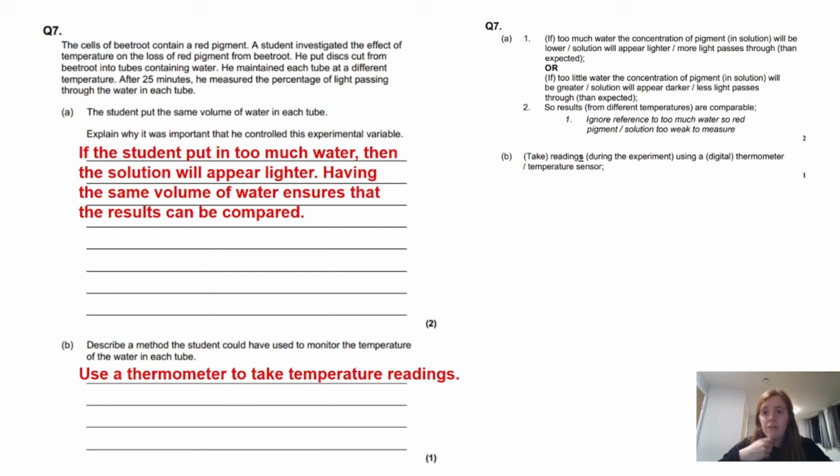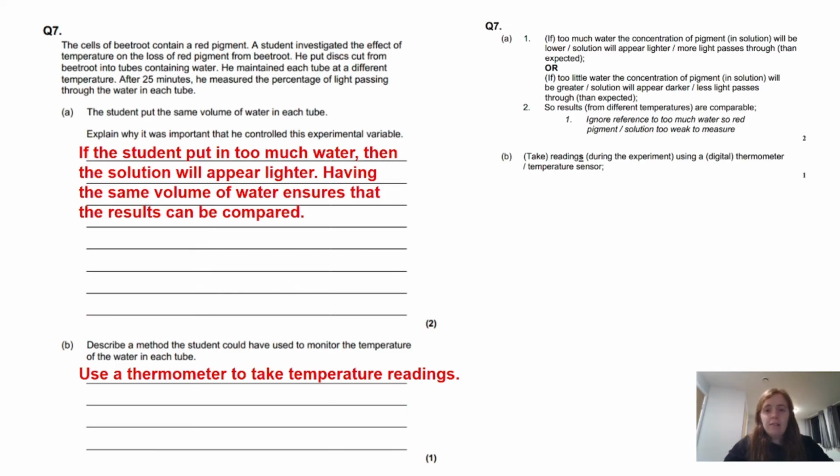And it says here, ignore reference to too much water, so red pigment or solution is too weak to measure. So that's not really acceptable because it's not really scientific enough, and it's not using the vital terms like light passing through, absorbance and things like that. So you wouldn't get a mark if you put that.